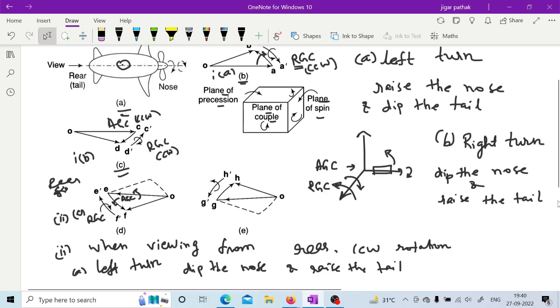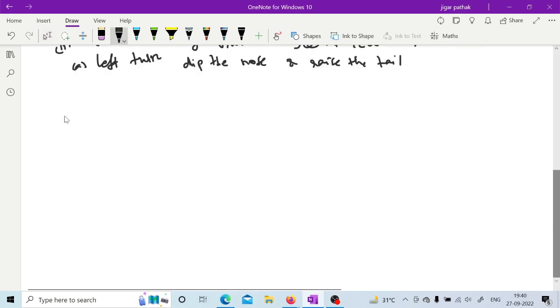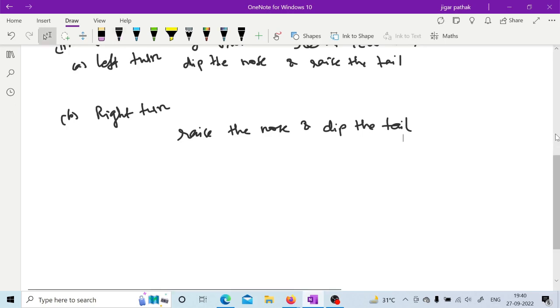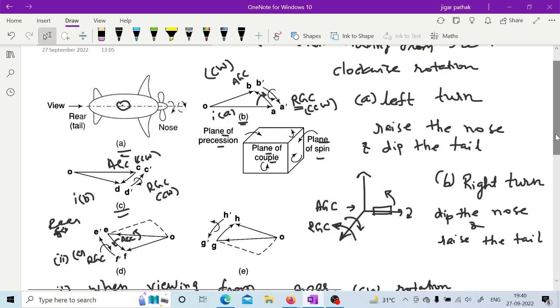And in case of 2B, while taking a right turn, what will happen? Opposite to it, same as in 1A. It will raise the nose and dip the tail. Okay, so is this clear to everyone? Hello?